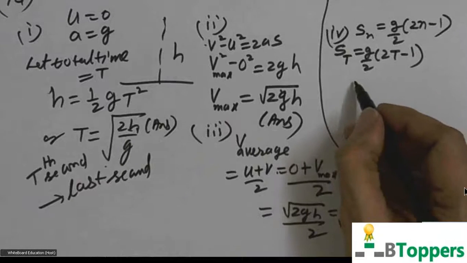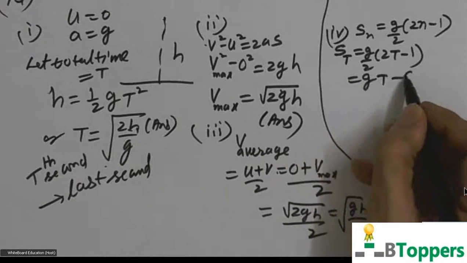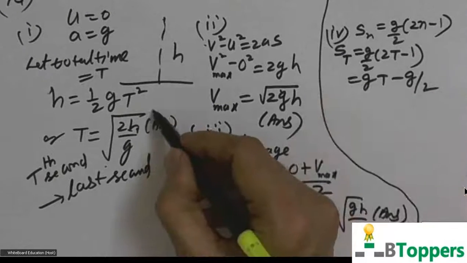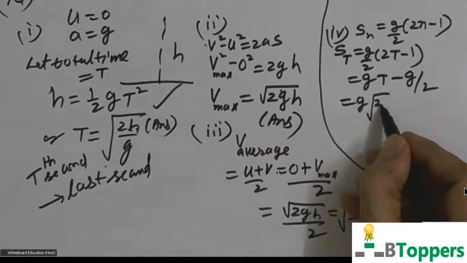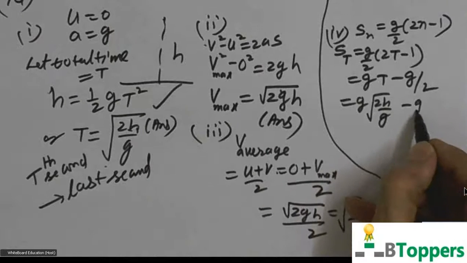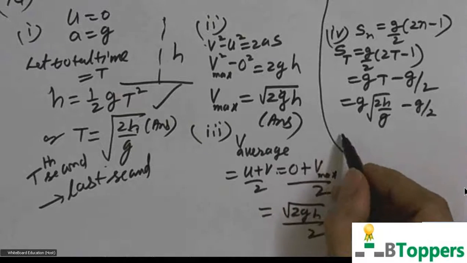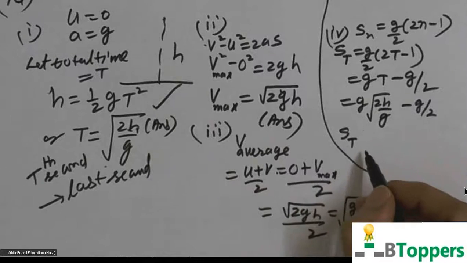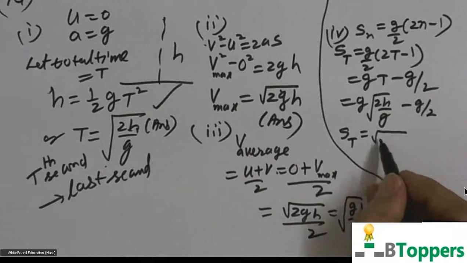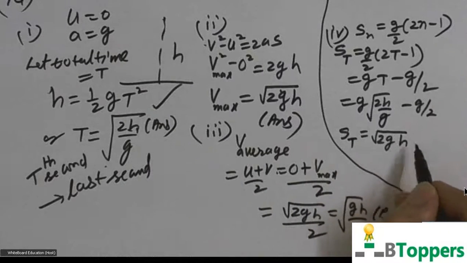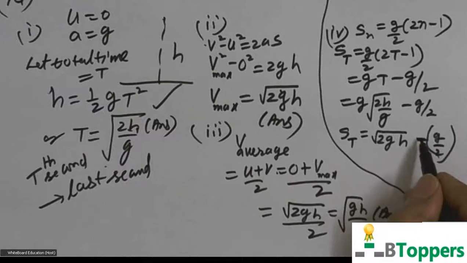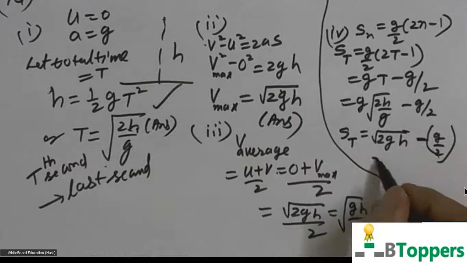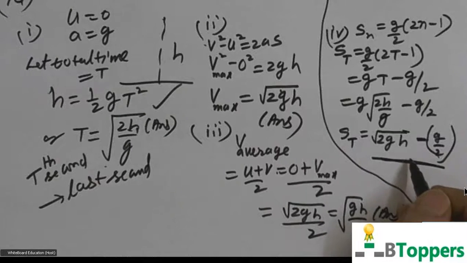minus 1). Or you can write gT minus g by 2. You can substitute this value of T here, capital T equal to root of 2h by g. So distance covered in the last second is numerically equal to root 2gh minus g by 2. The g by 2 is outside the square root symbol. So that will be the result for the fourth question.